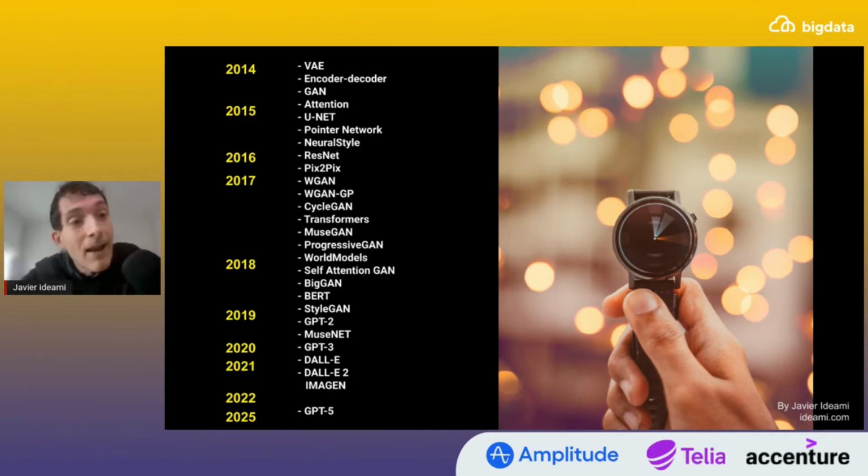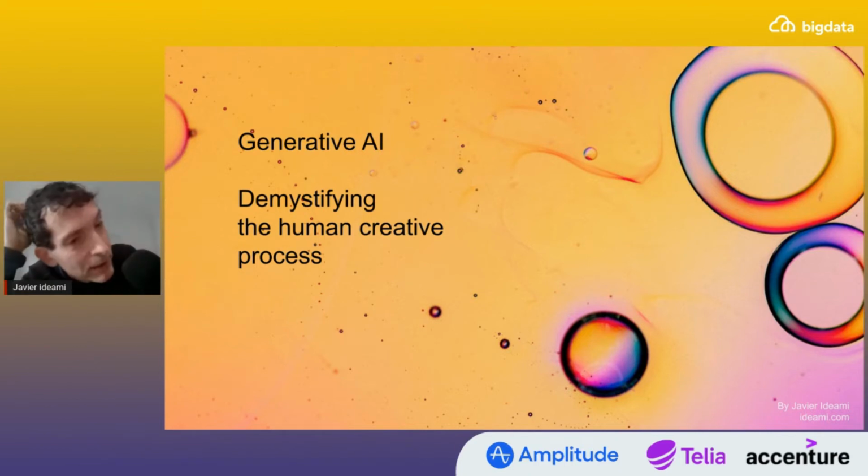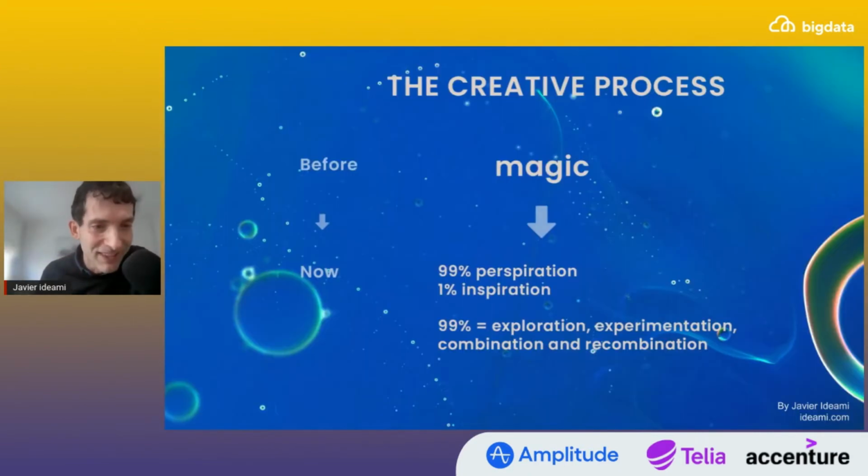Okay, so now we arrive at the generative AI revolution that has gone crazy in the last year, and there you have already my prediction for GPT-5 in a few years. And so what's happening here? Generative AI is also demystifying what? It is demystifying the human creative process.